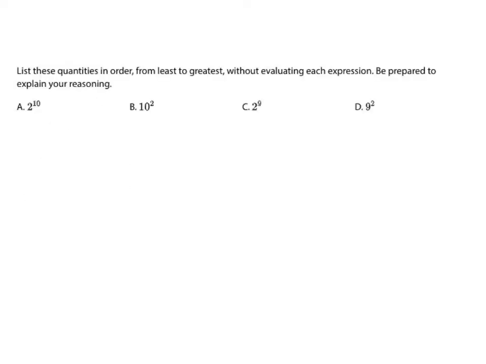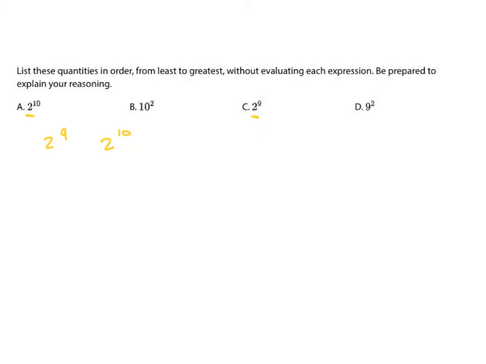All right, list these quantities in order from least to greatest without evaluating each expression. Be prepared to explain your reasoning. Let's look to see what's going on here. I see 2 to the 10th and 2 to the 9th. Those have the same base with different powers. If I raise 2 to the 9th power, it's going to be smaller than 2 to the 10th power. Okay, so that is going to be in those orders.